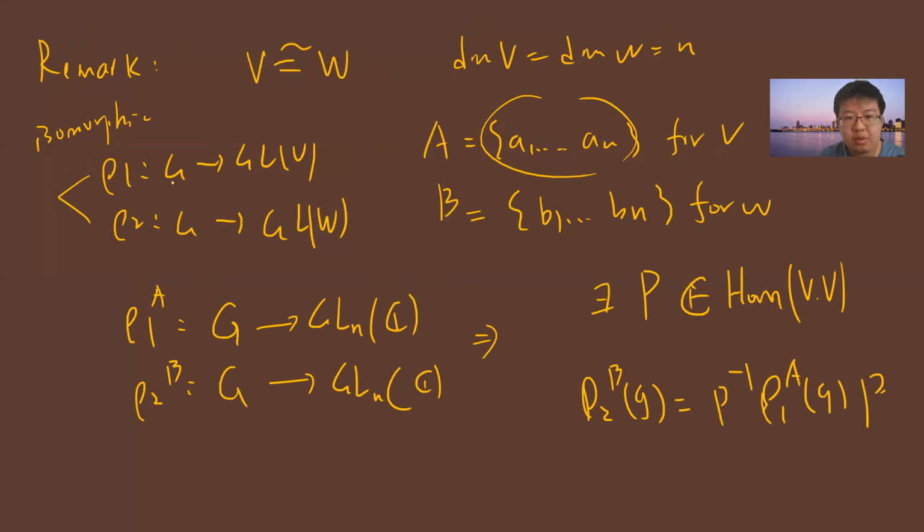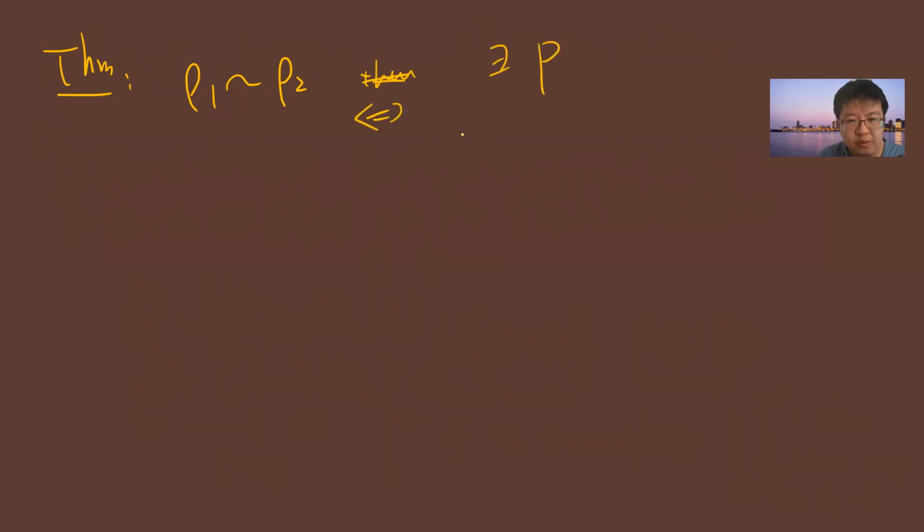Let me write down a theorem. The theorem says that ρ1 and ρ2 are isomorphic if and only if there exists an invertible matrix P such that ρ2(B) is P inverse ρ1(A) P. This means that they are equivalent as matrices for any G. So this is isomorphic as a G-linear map.